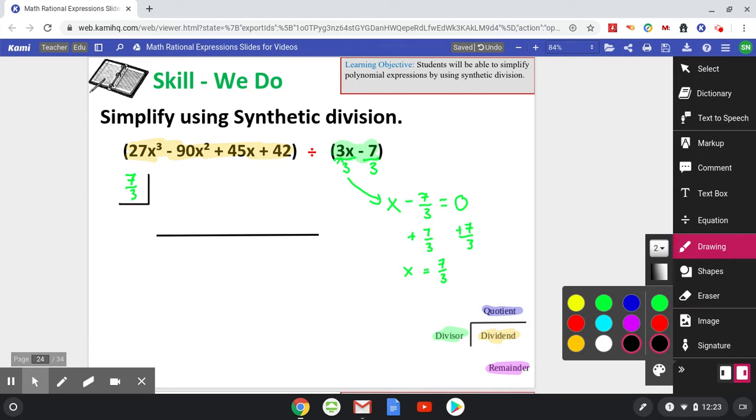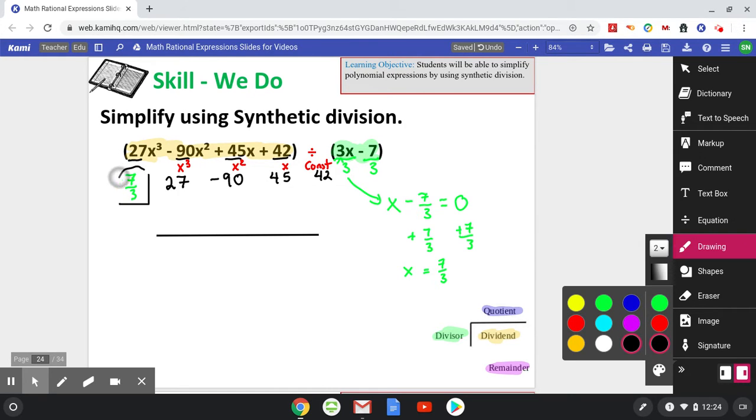Once we do that, we are going to take the coefficients of everything in the dividend and bring them down. 27, negative 90, 45, and 42. I will label where they come from. The 27 comes from the x cubed, the 90 comes from the x squared, the 45 comes from the x, and the 42 comes from the constant.